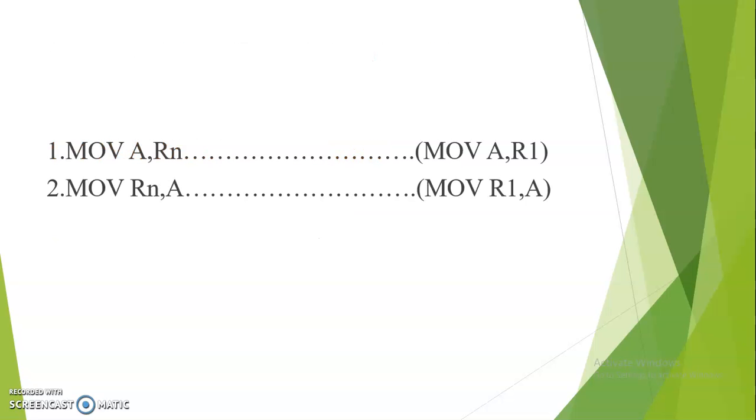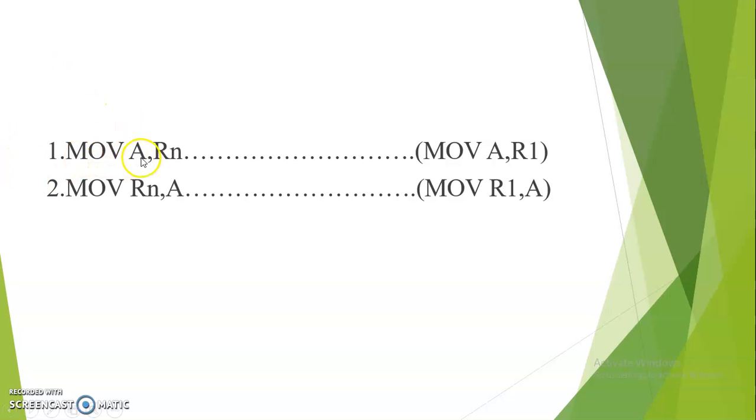Let's go to the first combination of this instruction, which is MOV A, Rn, where Rn is the source and A is the destination. A is nothing but the accumulator. This instruction copies the contents of register Rn to the accumulator. I have already told you that there are 4 register banks in 8051, numbered R0 to R3, and in every register bank there are 8 registers, numbered from R0 to R7.